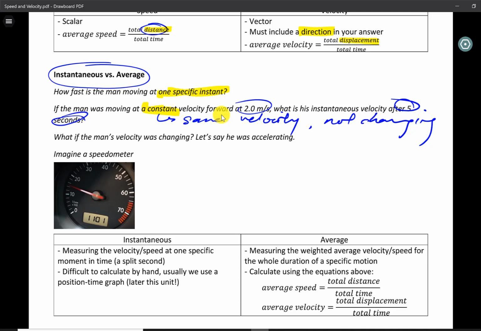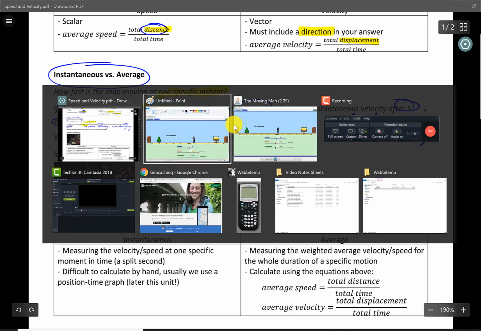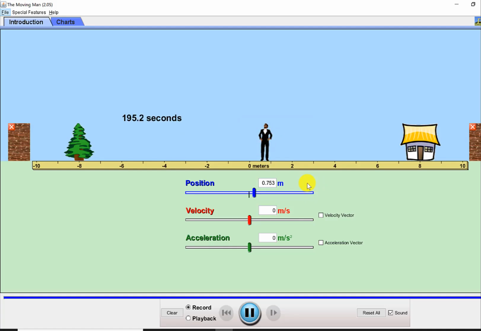But what if this man's velocity was changing? Let's say he was accelerating. So let's go back here and to the PhET simulation and let's model that. I'm going to put him all the way on the other side. Oh shoot, he just crashed. Oh, maybe there's some sound feedback.